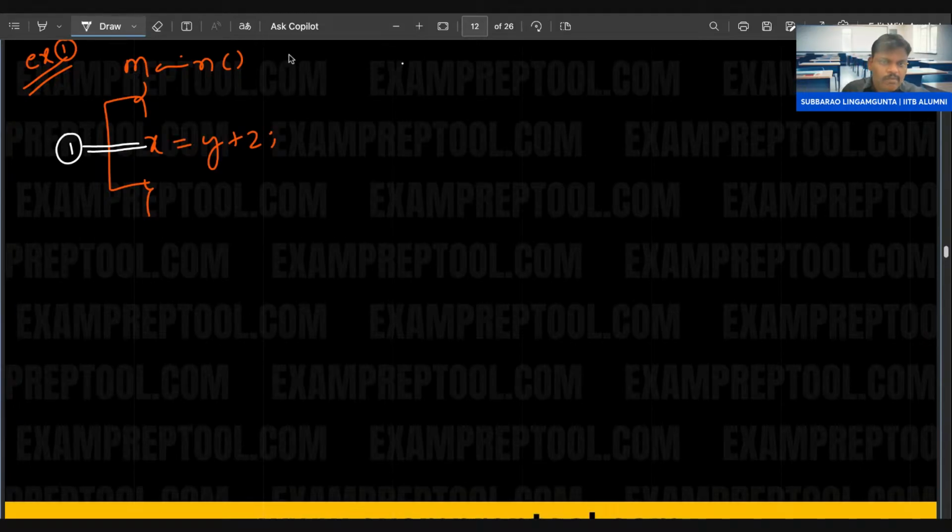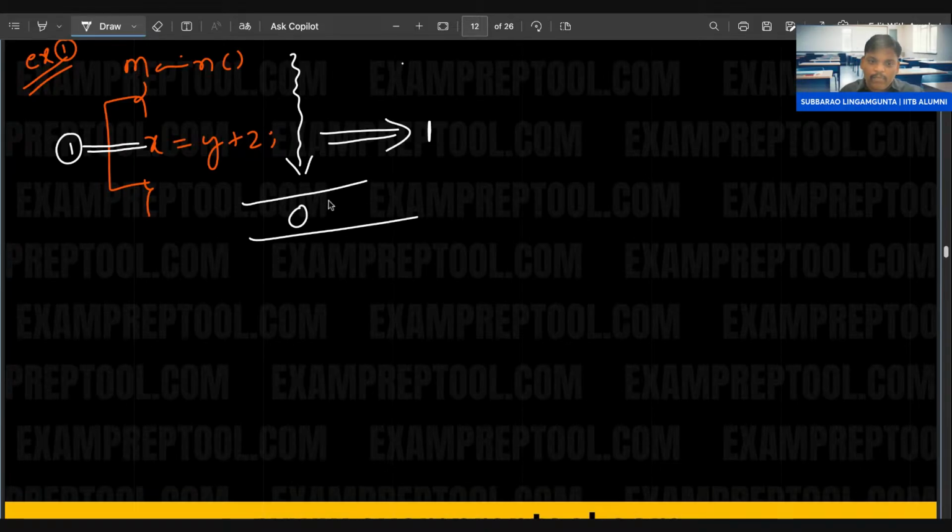Whenever this program is run by the CPU, how many times will this statement execute? One time. That is called the order of magnitude of that statement, which is one. So finally the time complexity is big O of 1.